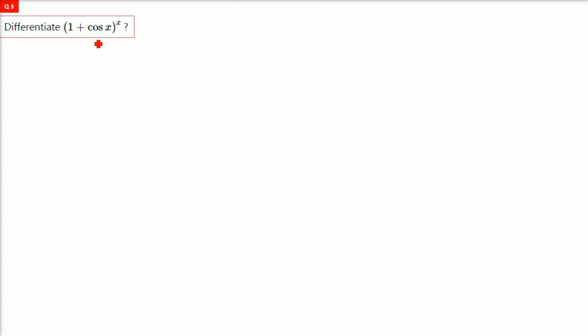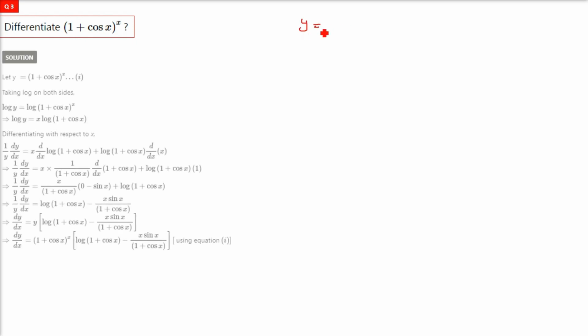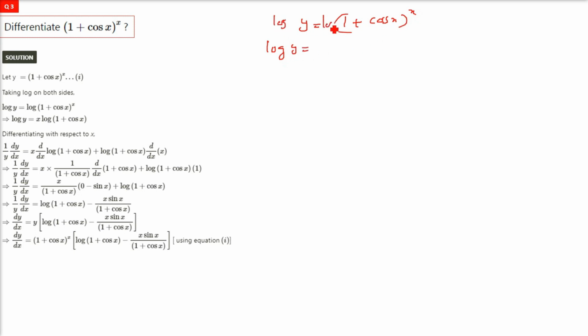1 plus cos x to the power x. So y is equal to 1 plus cos x to the power x. Those who want to go ahead can just have a reference here. I have already given the answer. So y equals 1 plus cos x to the power x. Take the log on both the sides. Log y will be equal to, when you take log, this x will come in front. So this is going to be x log 1 plus cos x.